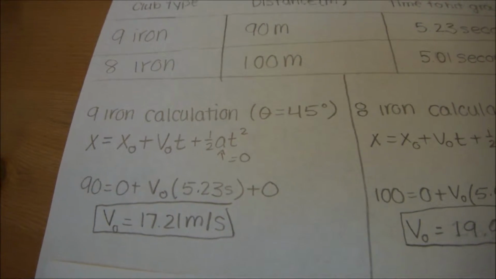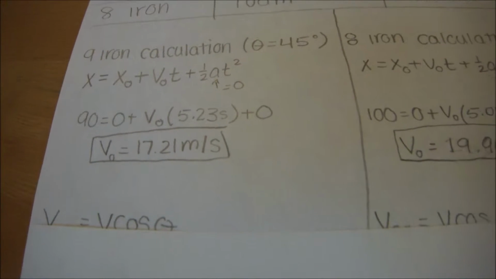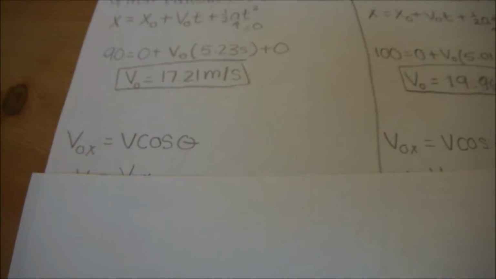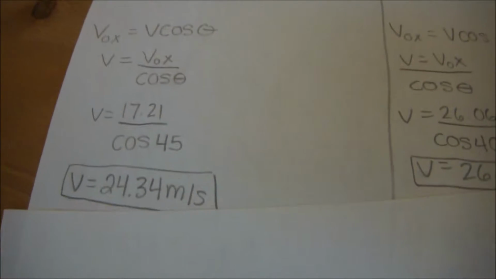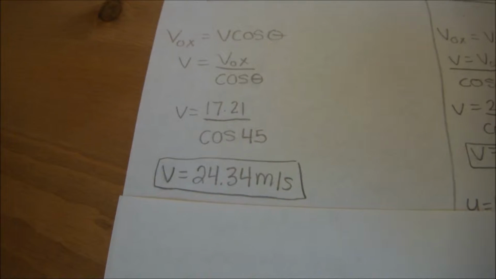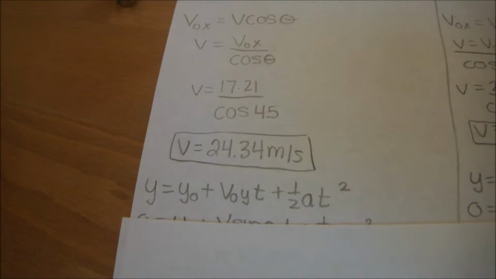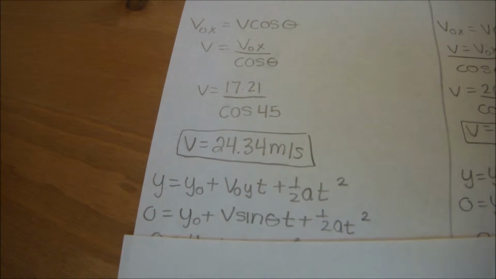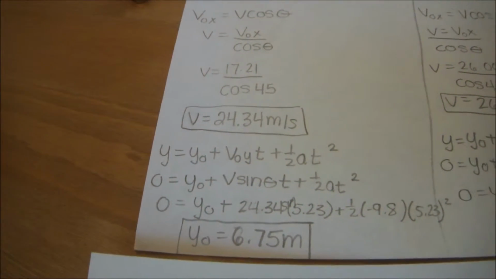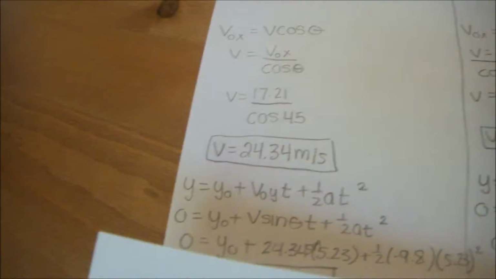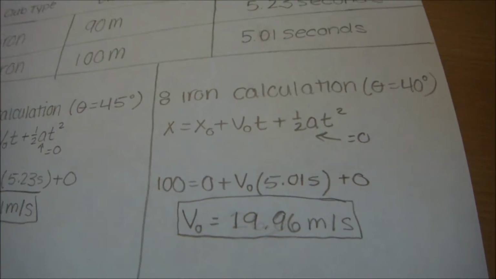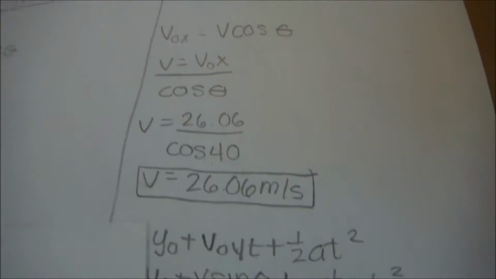Then, using the equation V0x equals V0 cos theta, solving for V0 equals 24.34 meters per second. Then, using D equals D0 plus V0t minus 1/2 at squared, you get that the distance equals 6.75 meters. Using the same formula, we determined that for the 8-iron, the height was 7.57 meters.